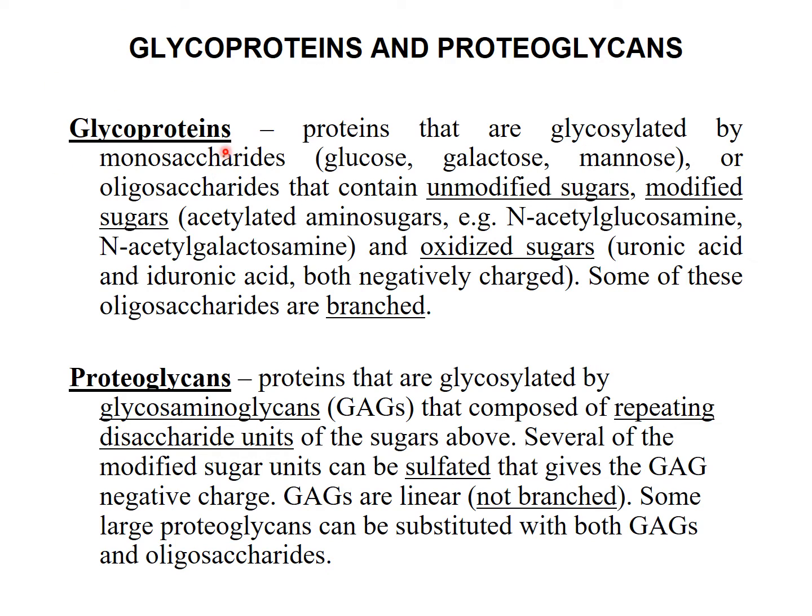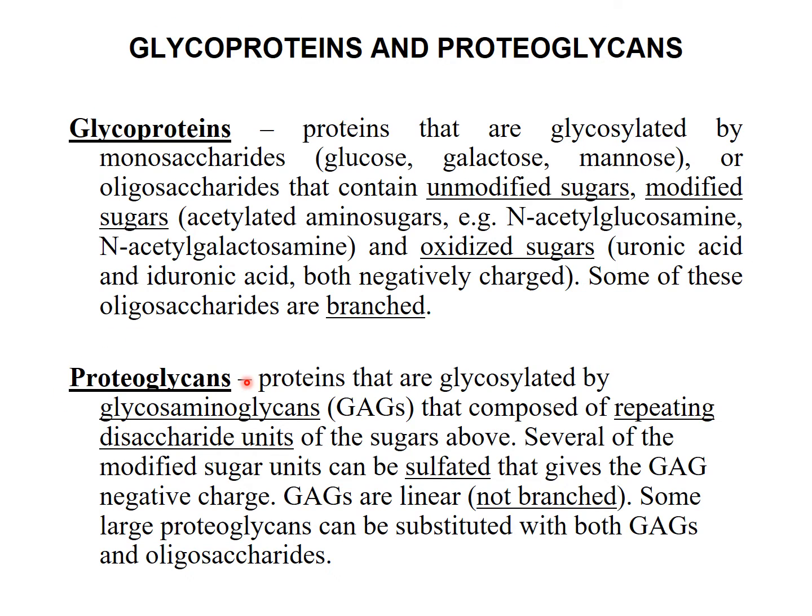So, we put these carbohydrate-modified proteins into two different groups. One we call glycoproteins, and the other we call proteoglycans. Glycoproteins are glycosylated by monosaccharides, unmodified or modified sugars, and oxidized sugars. They can be either monosaccharides or oligosaccharides, the same or different components. And usually they are branched, which means that it is not just a long array of sugars, but there will be branch points there.